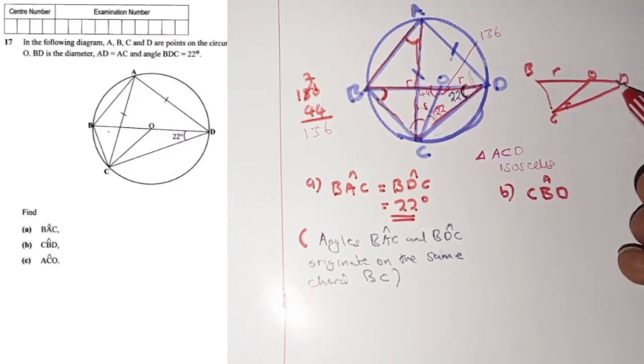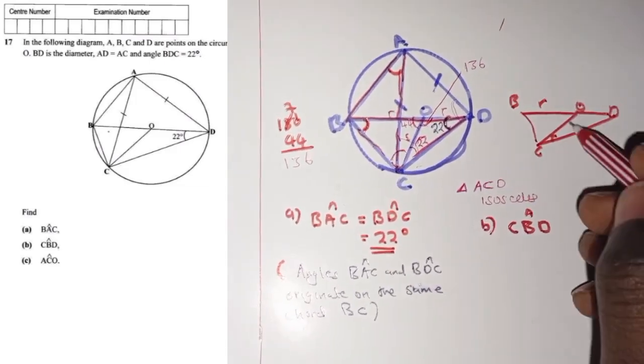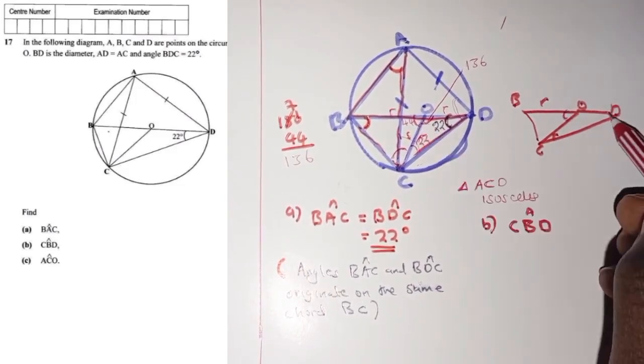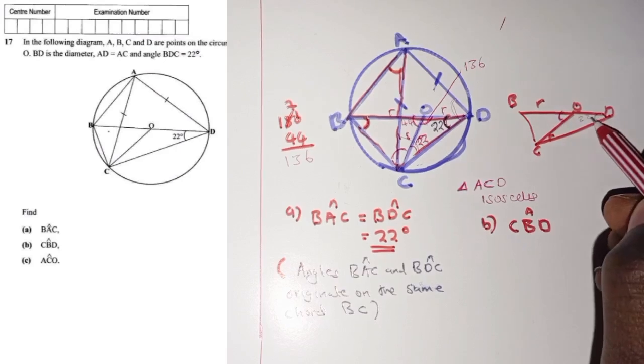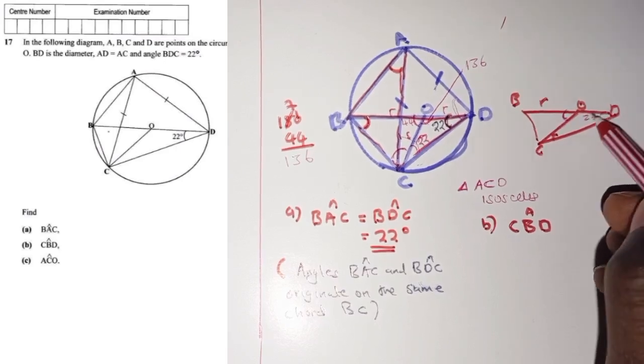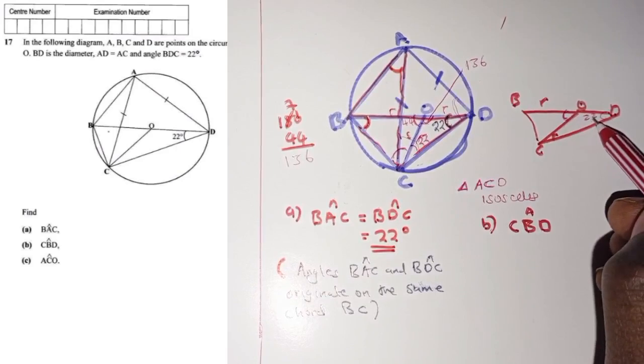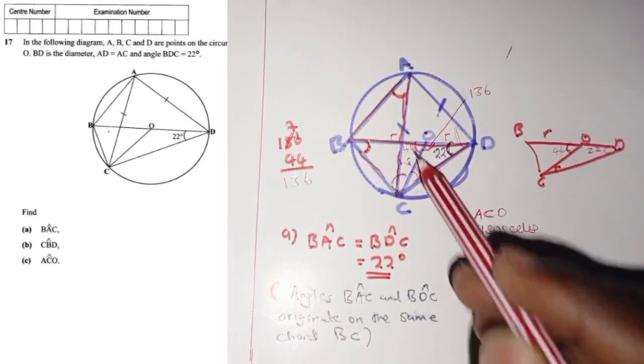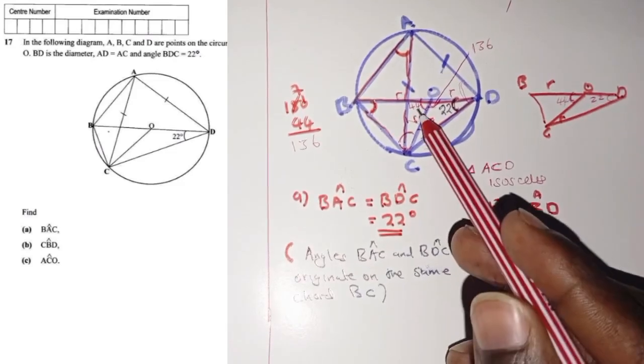Here you have the angle on the center, this one here, and this is the angle on the circumference. Here it's 22. What did we say according to our property? We said this is twice this, so it's 44. So it still proves this is 44. Okay, this is 44 here.